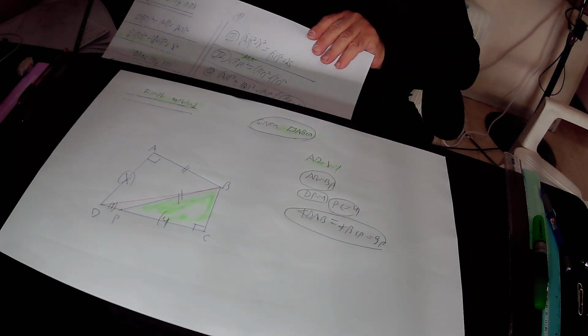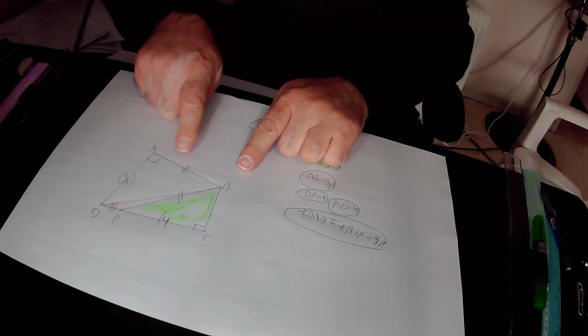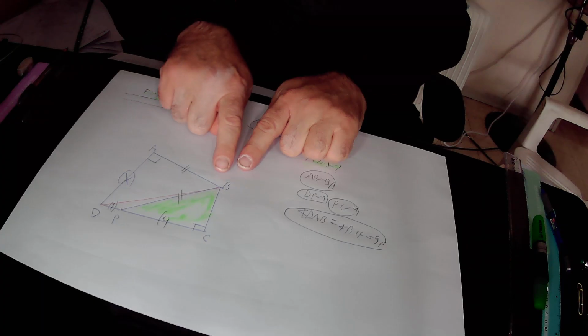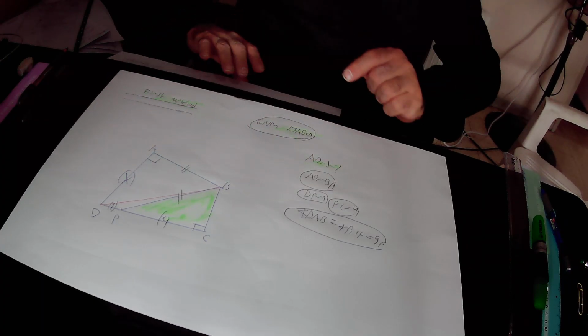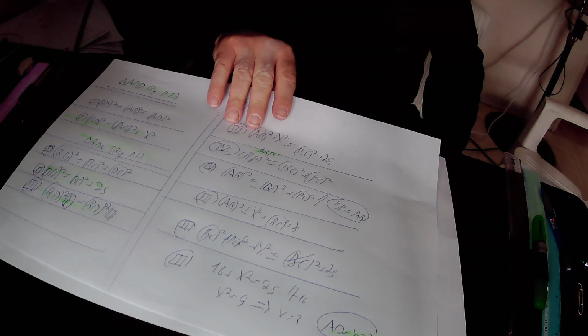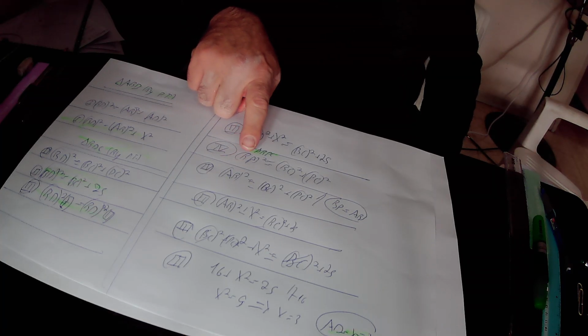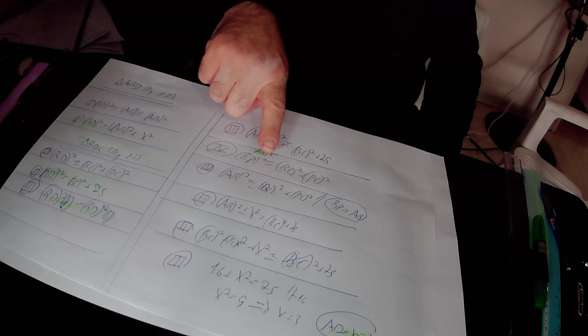According to what is given in the question, AB equals BP. So we can substitute BP by AB. So BP squared is AB squared, and it equals BC squared plus PC squared.